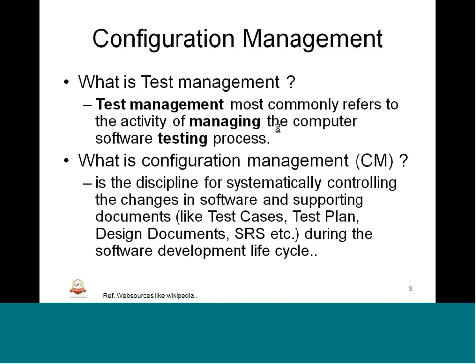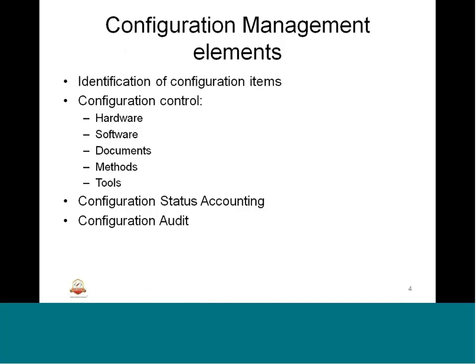What is configuration management? We know that any items that are to be controlled in terms of changing or delivering in software testing, including the supporting documents, are all part of configuration management. Examples: test cases, test plan, any documents, SRS. Configuration management elements are configuration items, configuration control, configuration status accounting, and configuration audit. These are the four main elements of the configuration management activity.